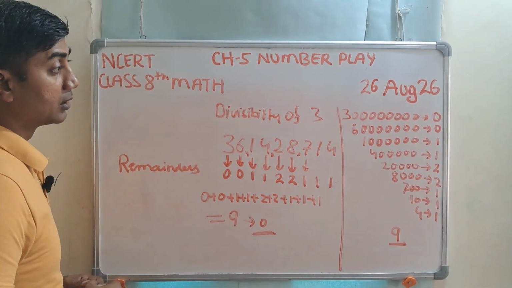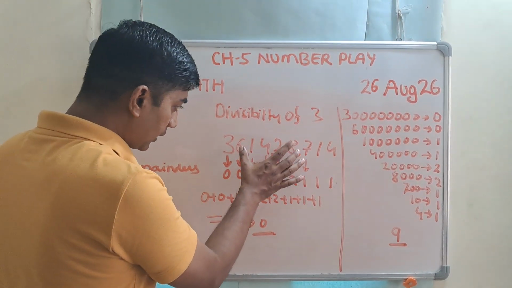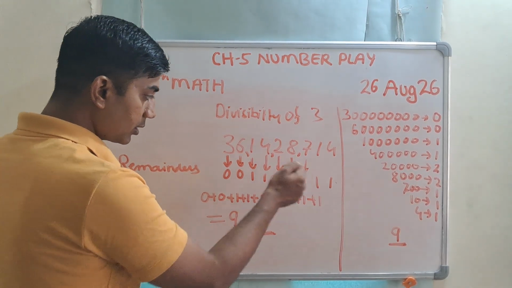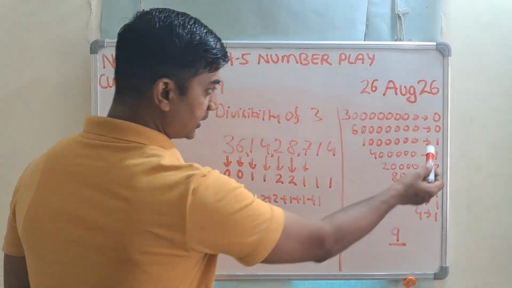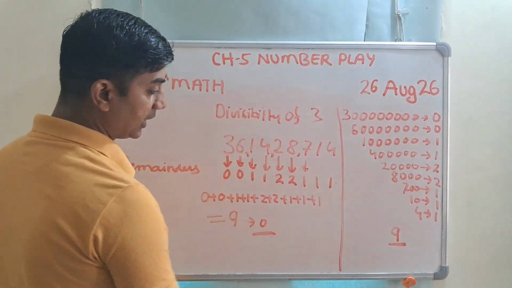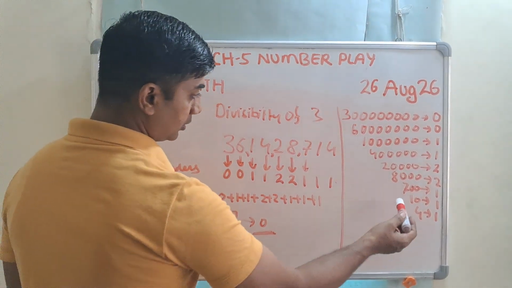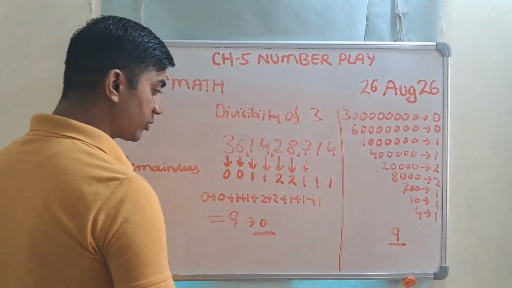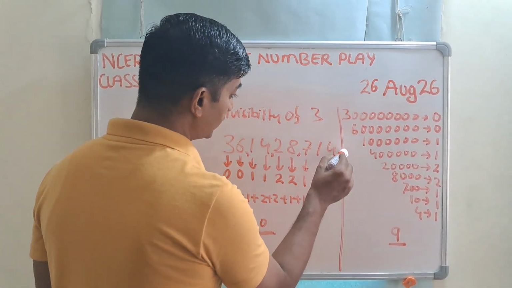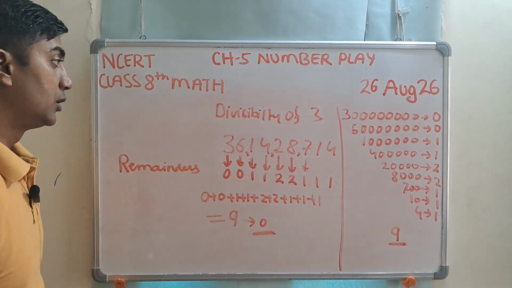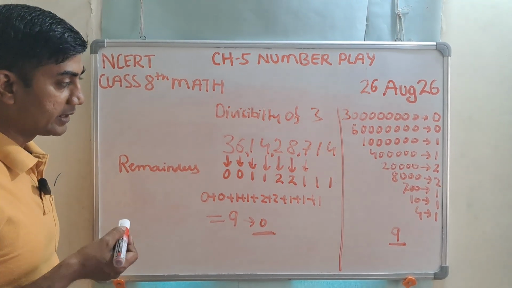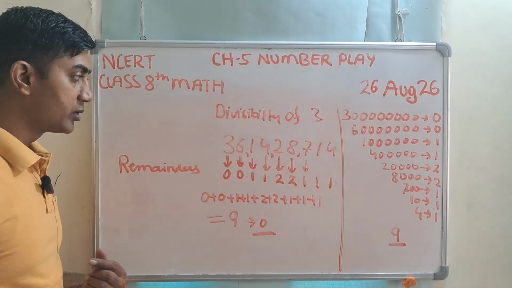That we have concluded. How? By checking each number's remainder, we came to the conclusion that only 9 remainders are left, and 9 is also divisible by 3. So the remainder is 0, means this number is divisible by 3. Understood? Now we will come to our final conclusion: the divisibility rule of 3.